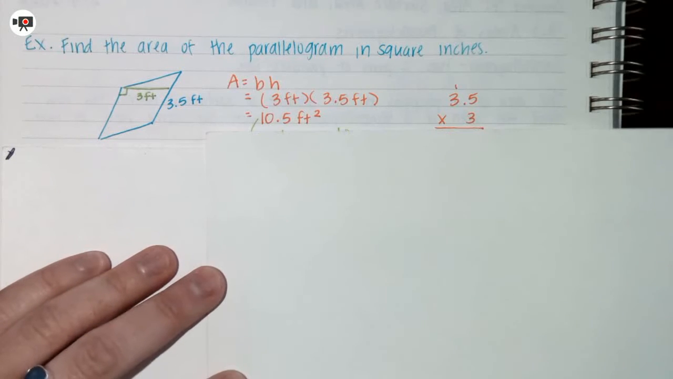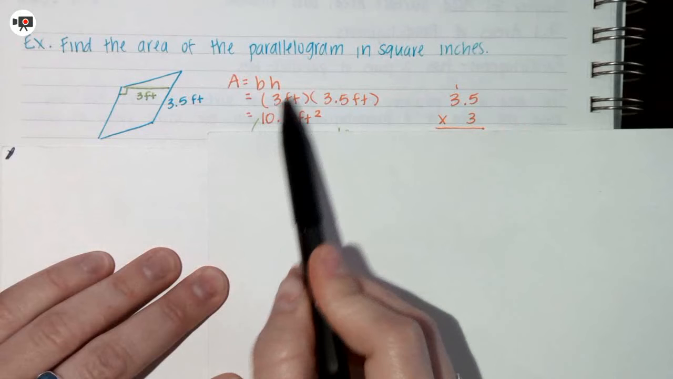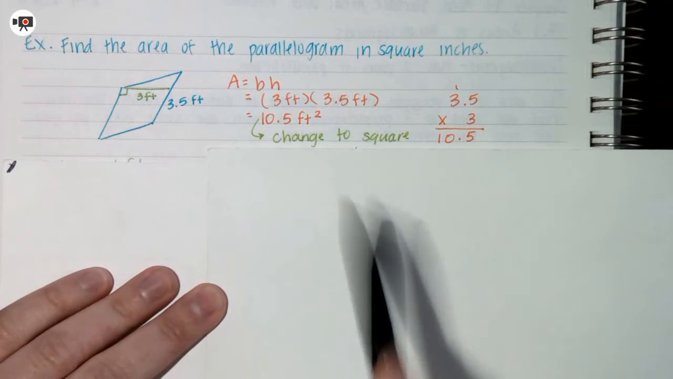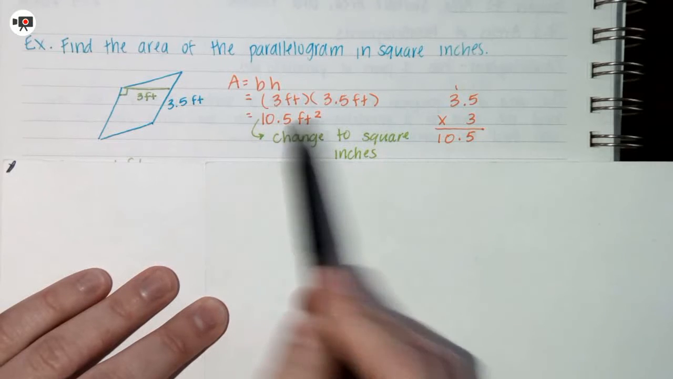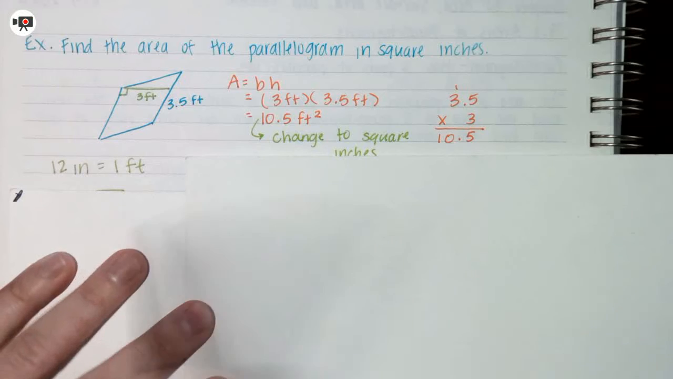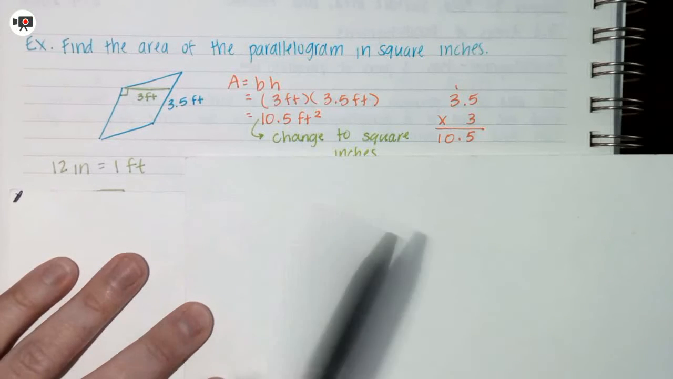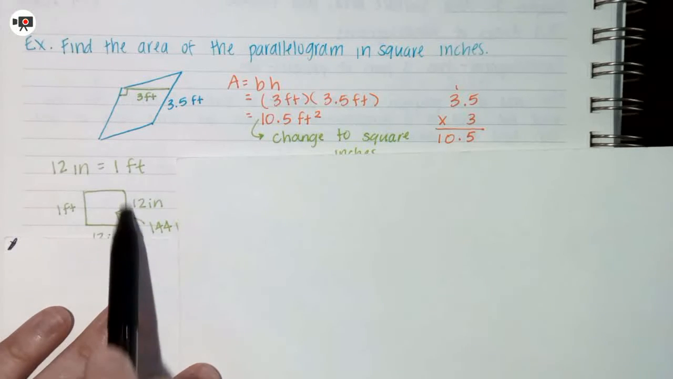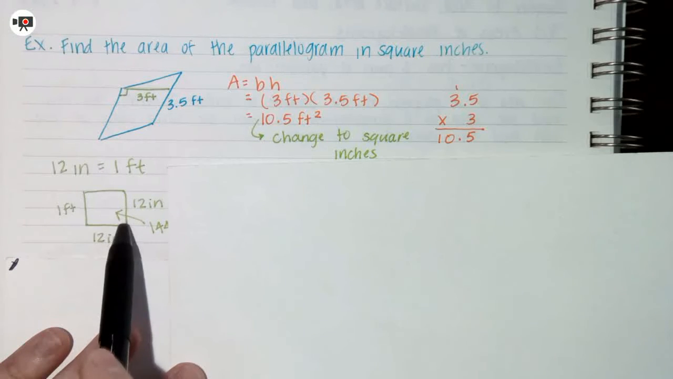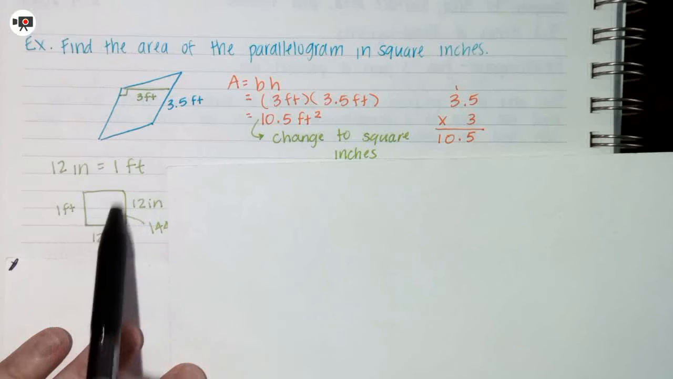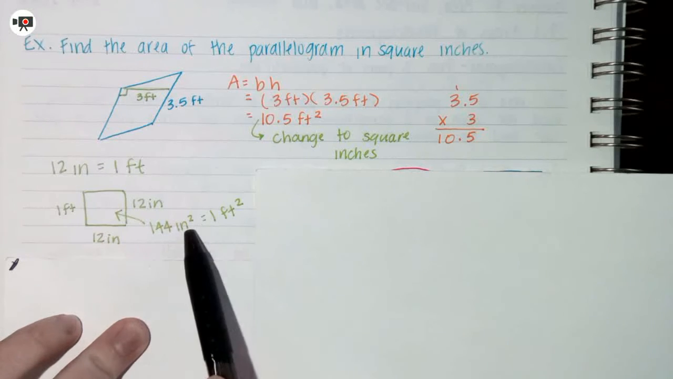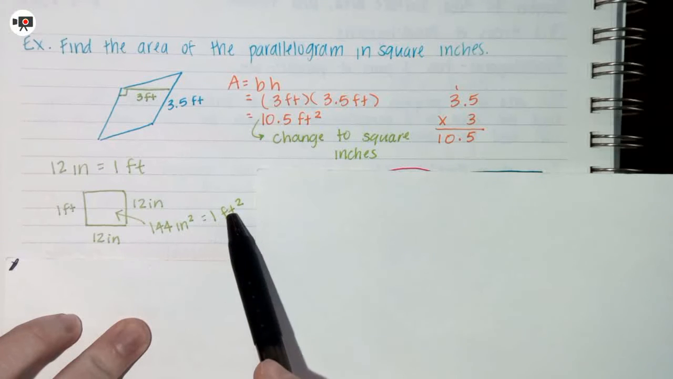So I'm going to find my area, and I use 3 feet and 3.5, so I get 10.5 feet squared. I need to change this answer into square inches. I know that 12 inches makes 1 foot. If I have a square foot, meaning it's 1 foot by 1 foot, that means it is 12 inches by 12 inches. To find the area of this, that's 12 times 12, which makes 144 inches squared in 1 foot squared.